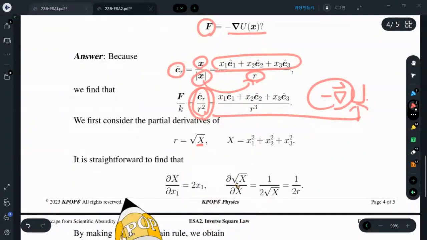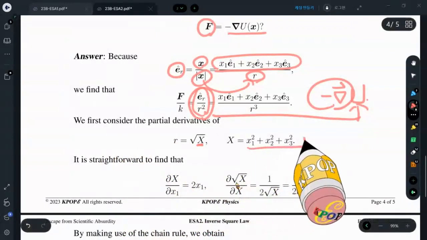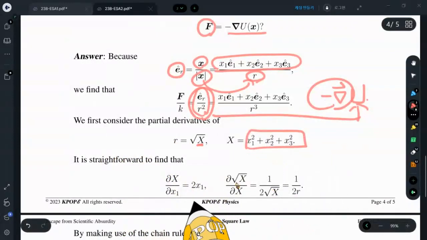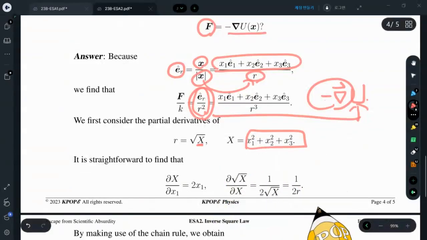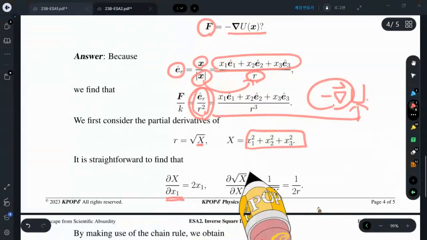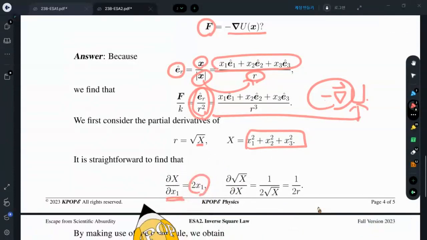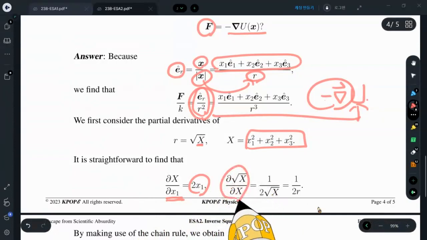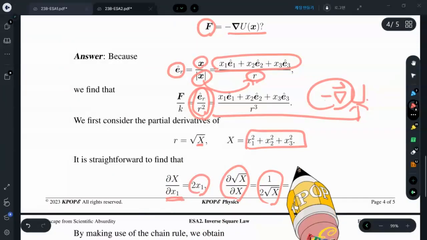First, we make a trick. We have a substitution. A capital X is this dirty thing: x1 squared plus x2 squared plus x3 squared. Why don't we take the partial derivative with respect to x1, then it becomes 2x1. We will make use of the chain rule. Why don't we take the derivative? Oh, it's a trivial derivative. And after substitution, it is just 1 over 2r.